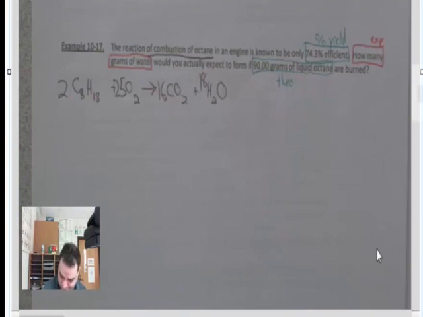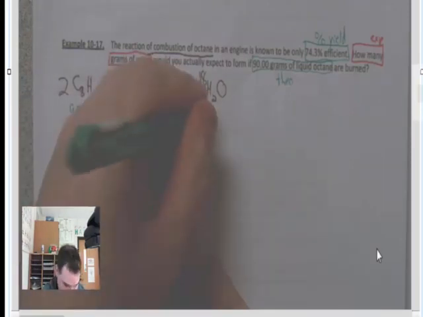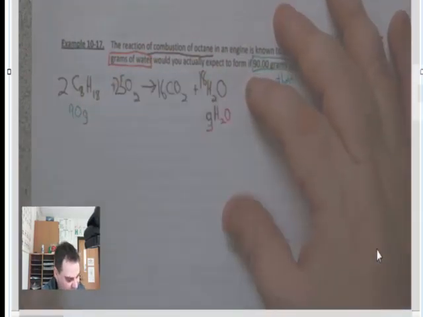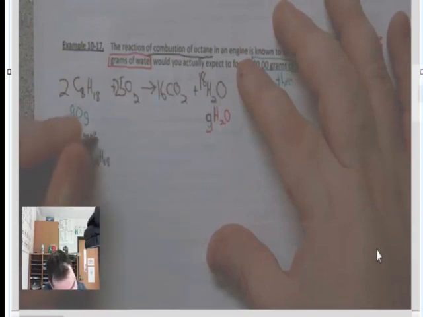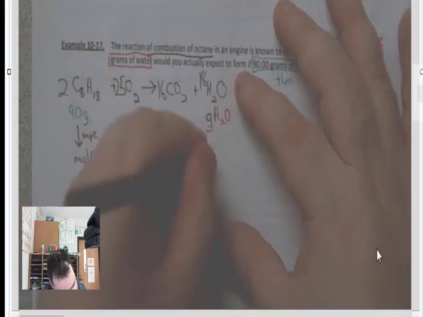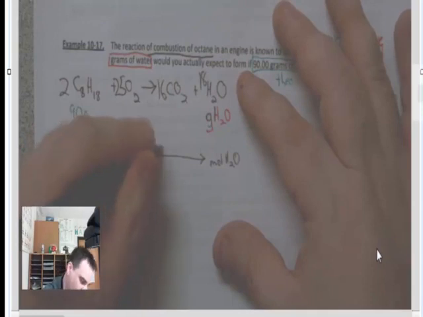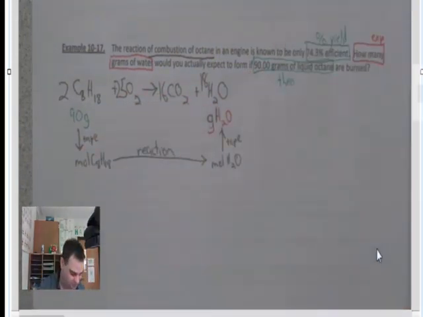So now I'm going to make my map here. Go from 90 grams of octane to grams of water. So the first step here is to go down to moles of octane with the tape. Then you're going to go over to moles of water with the mole to mole ratio from the reaction, because you know I like to do tape reaction tape. So this one's going to be 3 steps here.